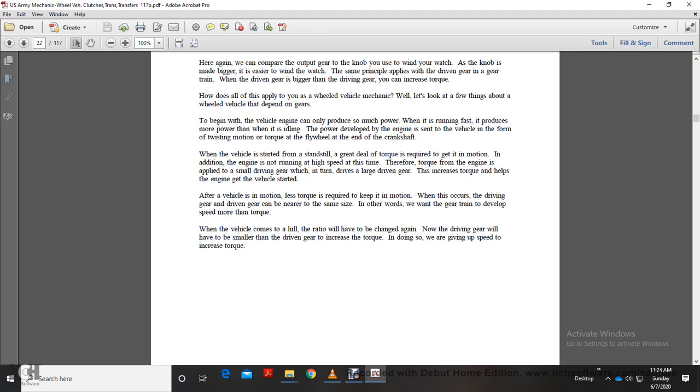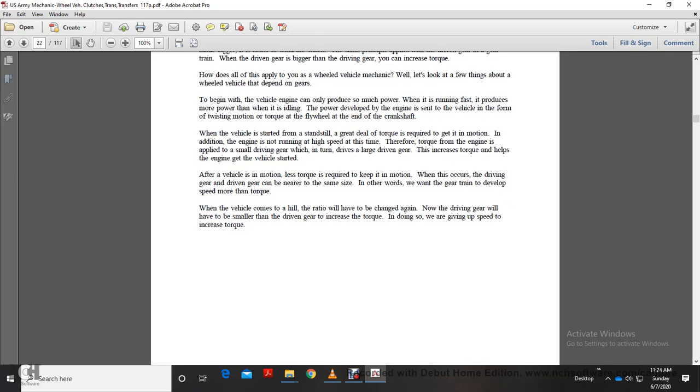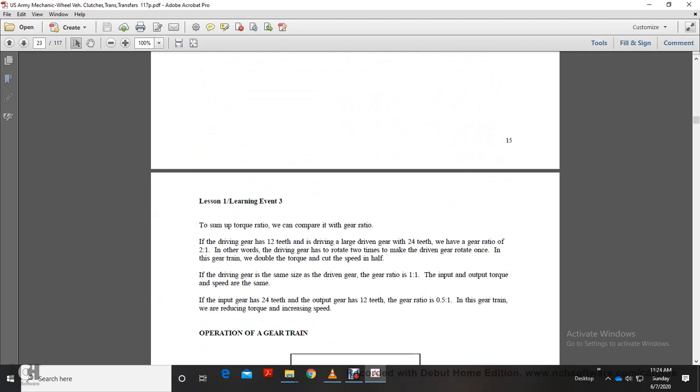After the vehicle is in motion, less torque is required to keep it in motion. The driving and the driven gear are nearer to the same size. In other words, we want the gear train to develop more speed than torque. When the vehicle comes up a hill, the ratio will change again, and the driving gear will be smaller than the driven gear to increase the torque, and doing so will give up speed to increase the torque.